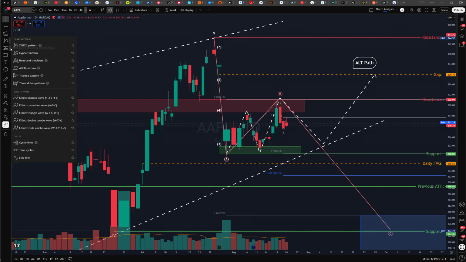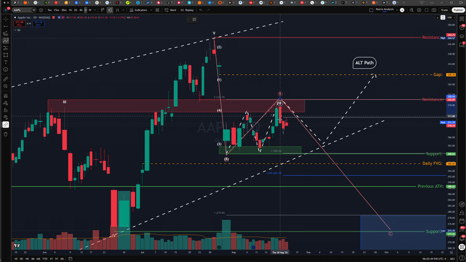Okay. Give me a second. Let me pull this up. I'm trying to show you guys how to look at the chart. 1, 2. Then you have the 3 wave right here, filling this gap somewhere around here. 4 and 5.